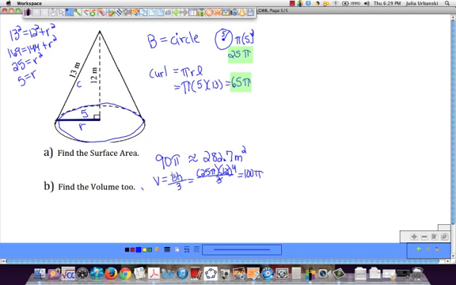Okay, but if they wanted it to the nearest tenth, go ahead and do 100 times pi, and you would get about 314 meters to the third. Okay, again, both answers are valid: 100 times pi or 314. It just totally depends upon what the directions ask for.